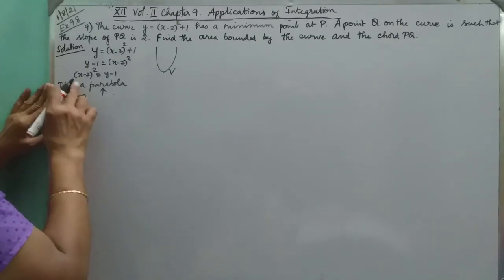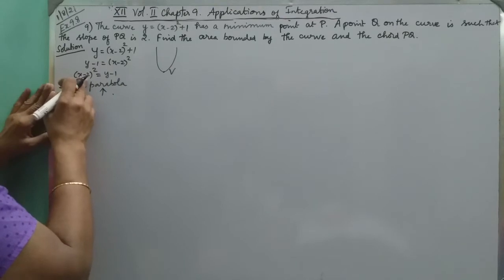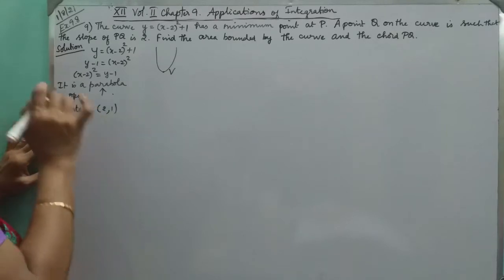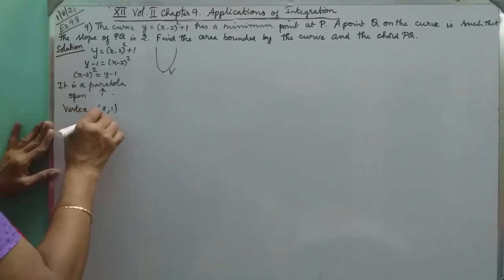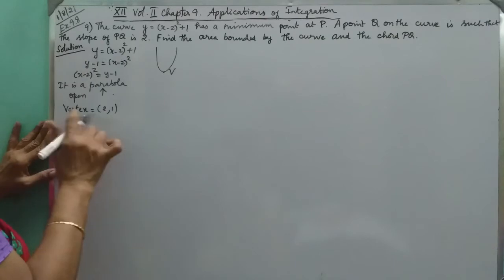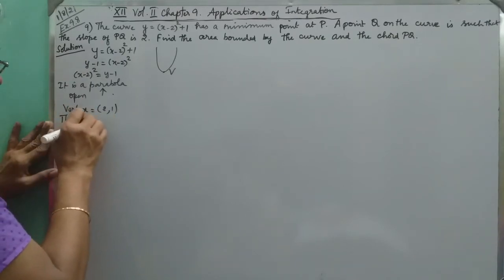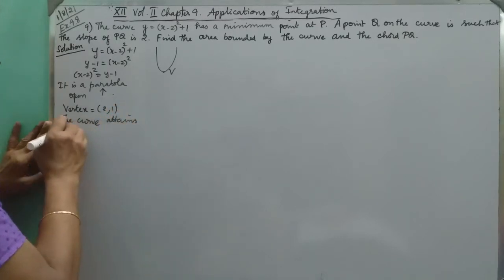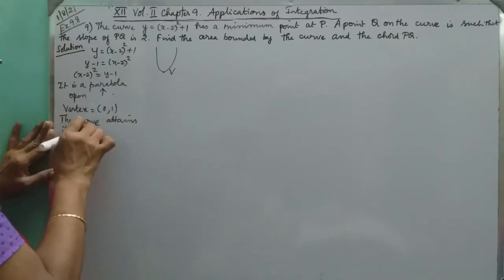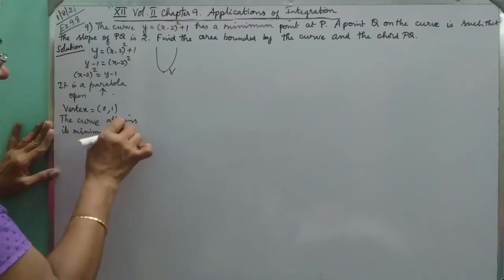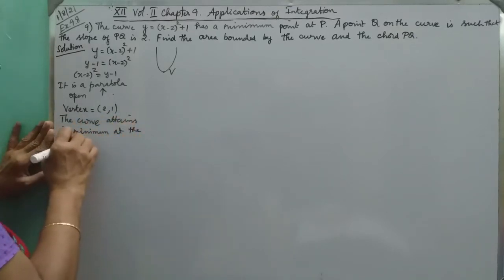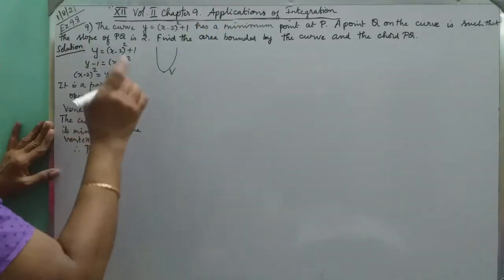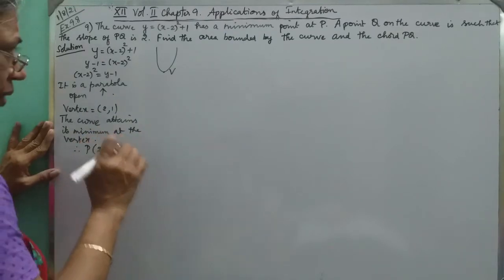The vertex can be got from this. See, you change the sign, so 2. Here you change the sign, 1. So this is the vertex, taken as (2, 1). So we have to write that the curve attains its minimum at the vertex, and the name given to that point is P in the problem. So P is now taken as (2, 1).